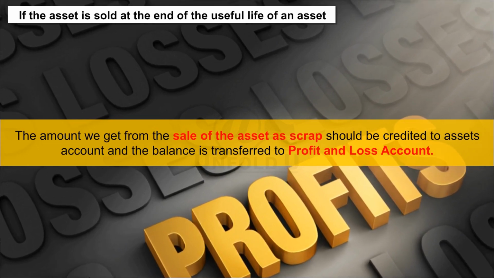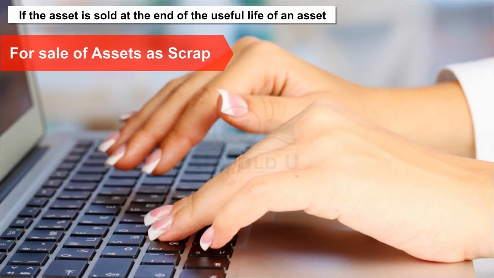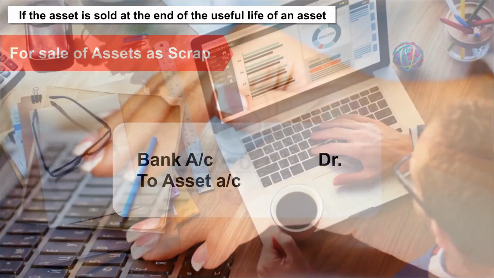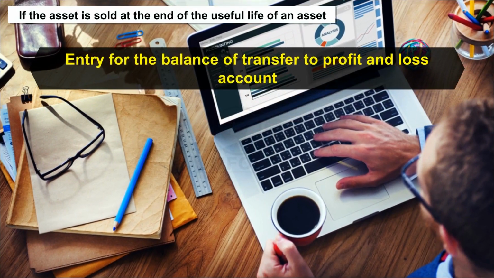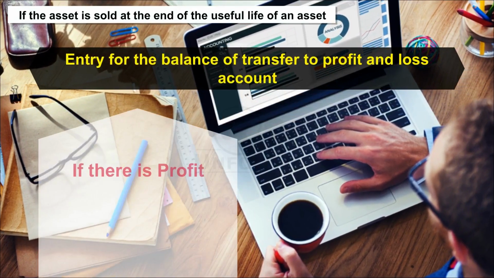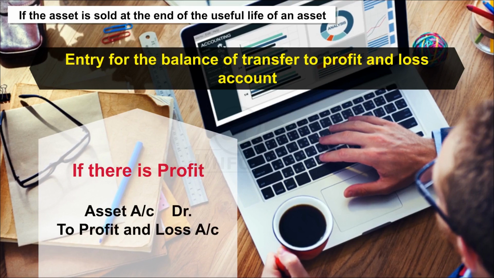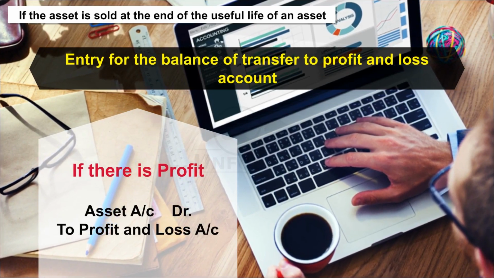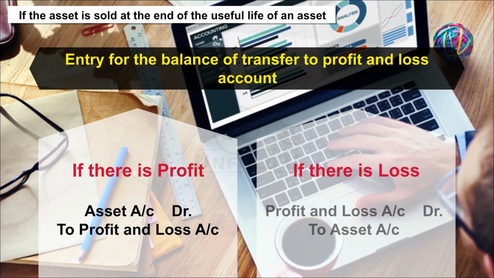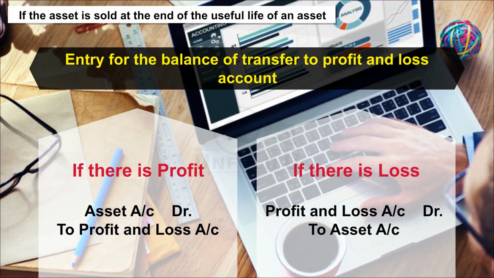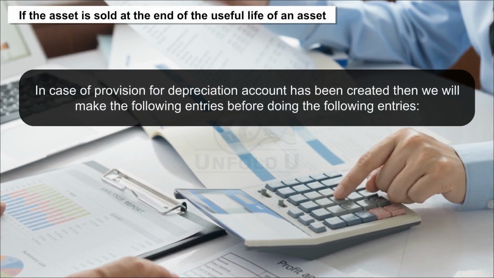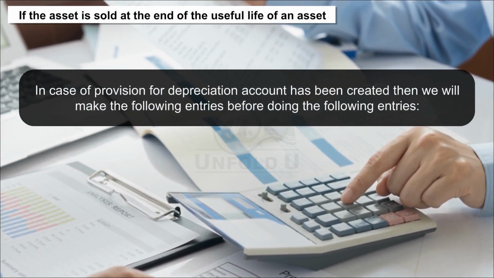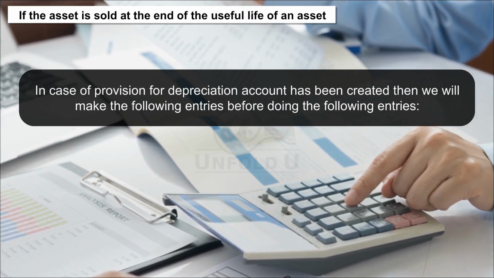The journal entry for the same would be: for sale of assets as scrap, bank account debit to asset account. Entry for the balance transfer to profit and loss account: if there is profit, asset account debit to profit and loss account. If there is loss, profit and loss account debit to asset account. In case provision for depreciation account has been created, then we will make the following entries before doing the following entries.